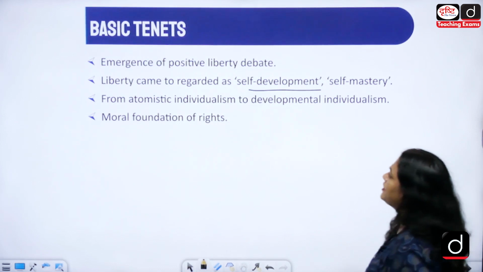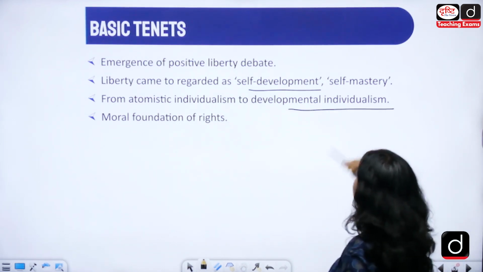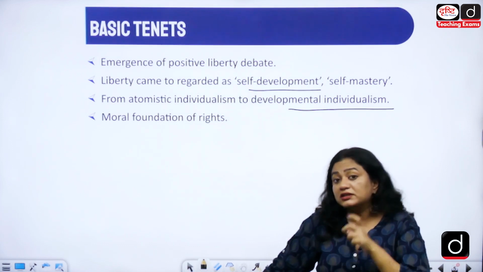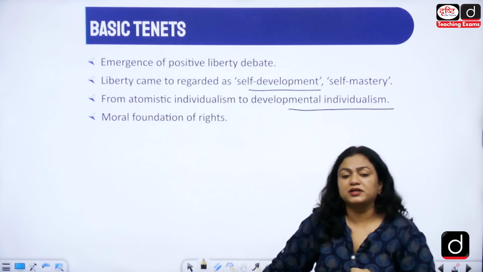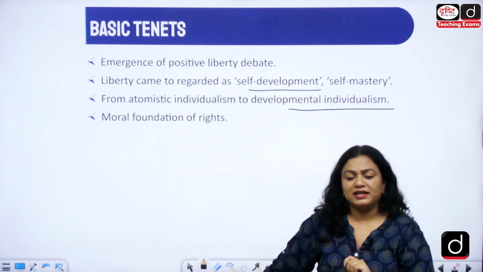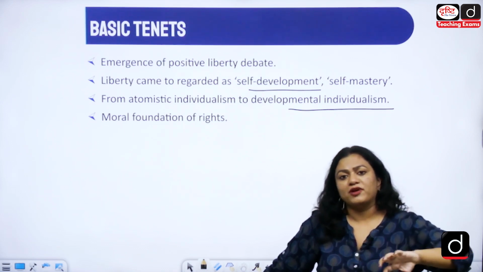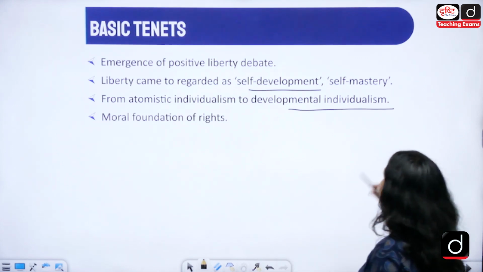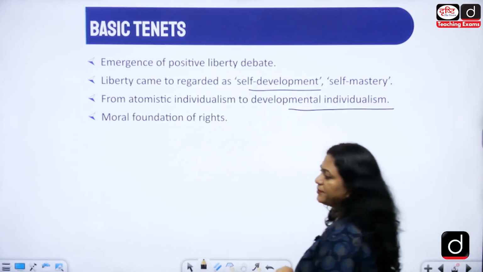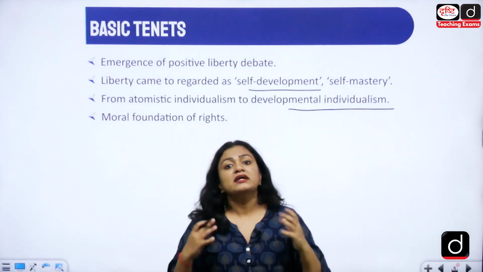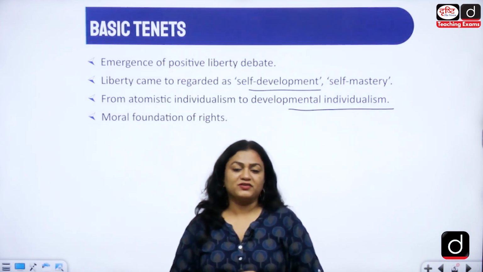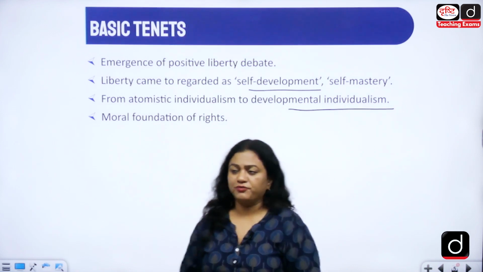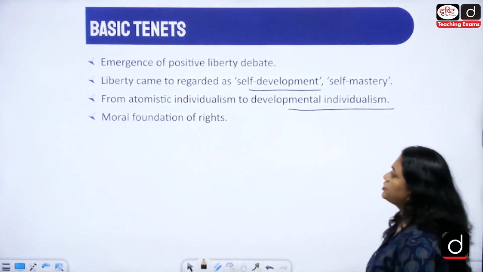From atomistic individualism to developmental individualism. During the modern liberal period, the thinkers associated with positive liberty started saying that we have to move from the atomistic view of the individual to a developmental individual. It means that you have to develop the capacities of the individual rather than leaving them alone or in an isolated way.